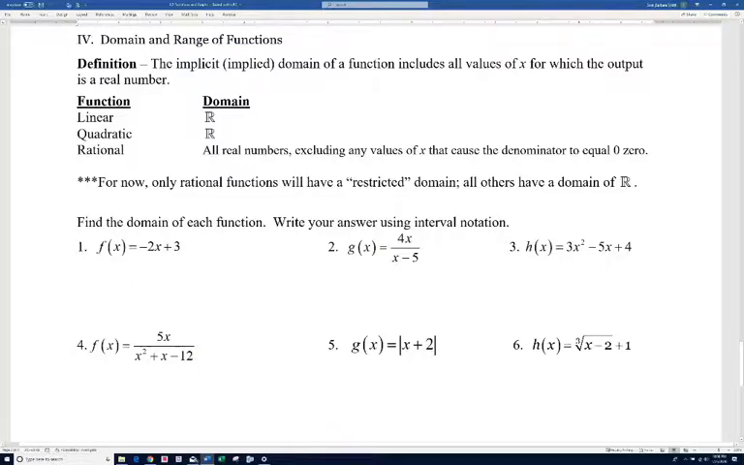So it says for a linear function, the domain is going to be all real numbers. Well, when you look at lines, unless you have a special case, which is a vertical line, your domain's always going to be all real numbers, and when we get to number 1, we'll talk about that again. For quadratic functions, the domain's all real numbers as well. The only one where we're going to have some kind of restriction is when we have rational functions. So notice our domain is all real numbers, excluding any values of x that cause the denominator to equal 0.